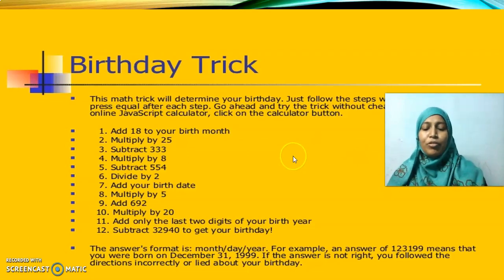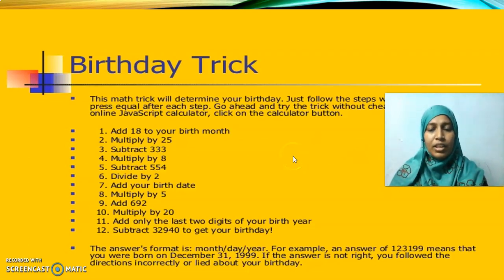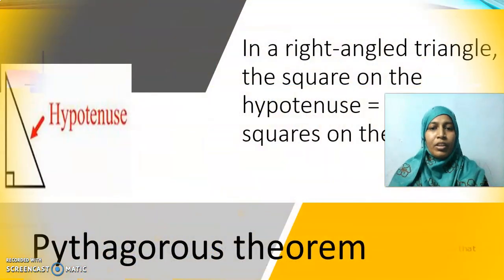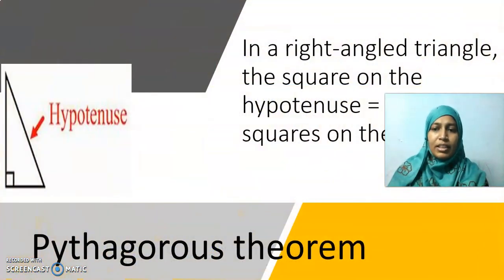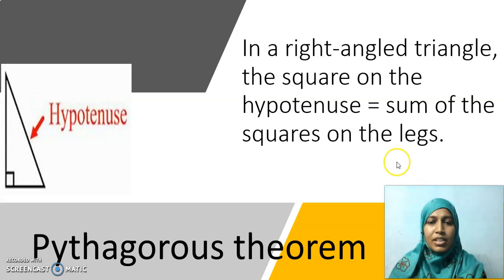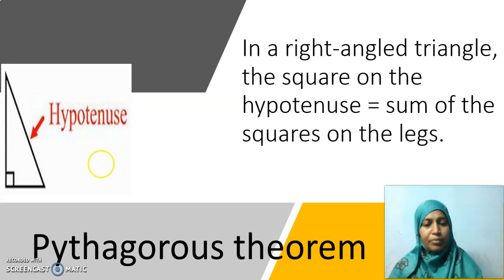Okay children, before getting into today's new session, let us have a small recap. It's about Pythagoras theorem. This theorem states that the square on the hypotenuse is equal to the sum of the squares on the legs. Last class, we learned how to use this theorem in real life situations. We discussed 2 problems, using a ladder and a broken tree. Isn't it? Today we are going to discuss many things about that.